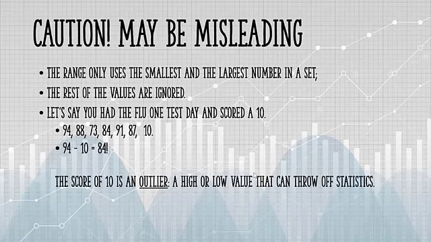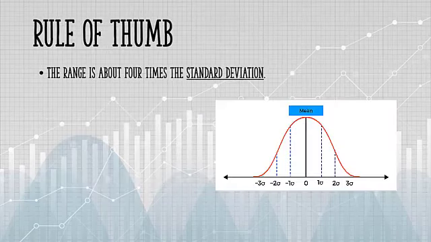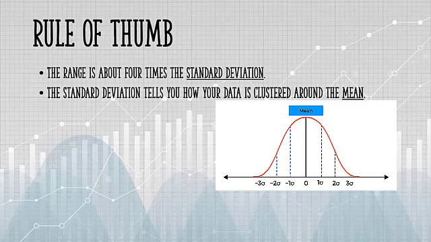That score of 10 is what we call an outlier. It's an extremely high or low value that can throw off statistics. That's why other measures of spread are sometimes preferred, like the standard deviation. The standard deviation is another measure of spread in statistics. It tells you how your data is clustered around the mean.